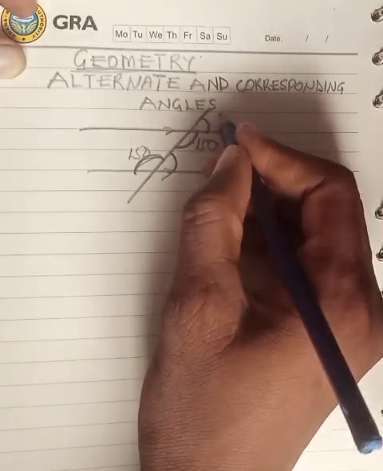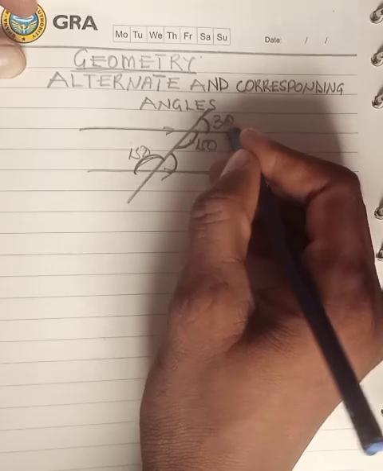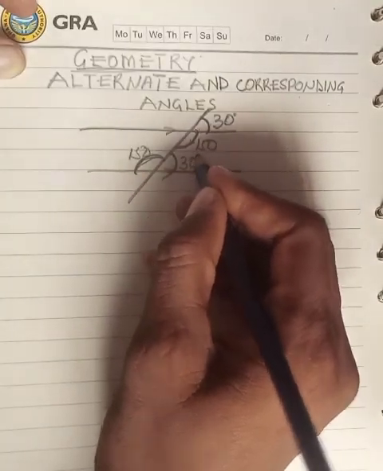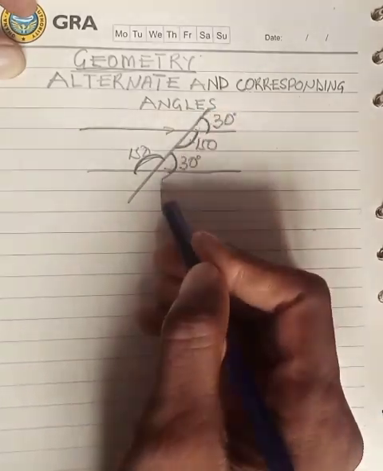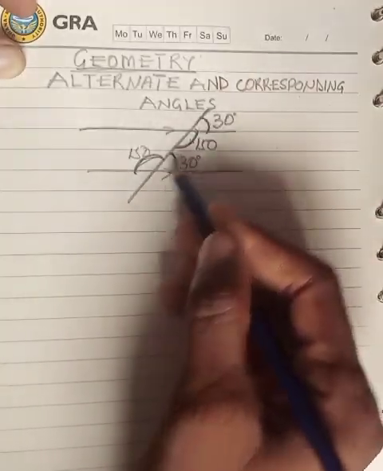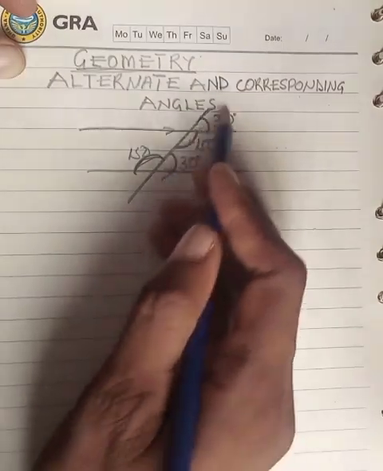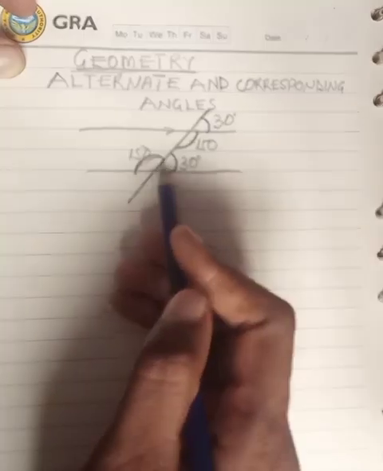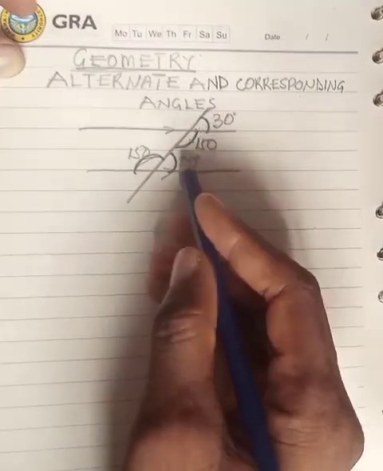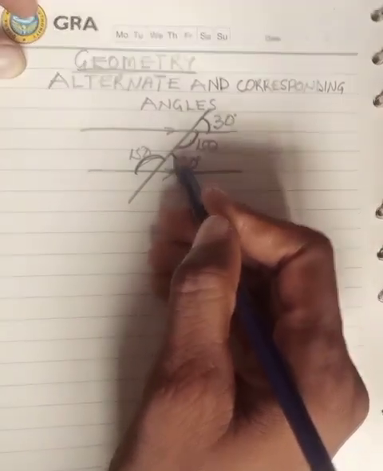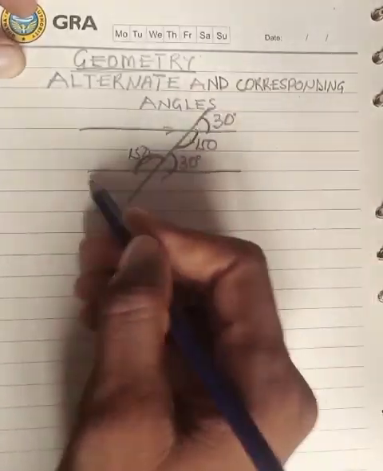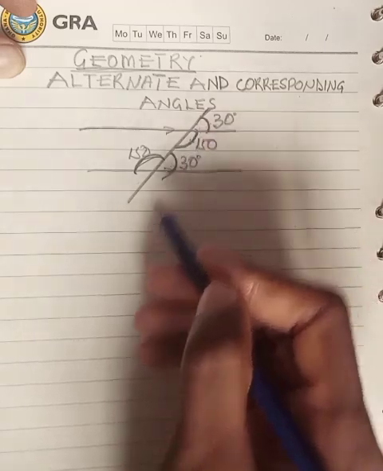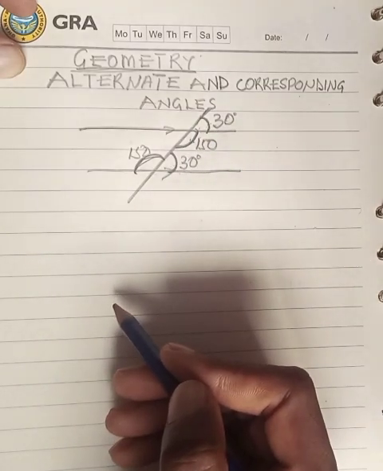So if this angle is 30 degrees, then the angle here must also be 30 degrees, and they are called corresponding angles. They form along the transversal at the same side of the transversal, and one is within the two parallel lines along the transversal, one is outside the two parallel lines along the transversal.